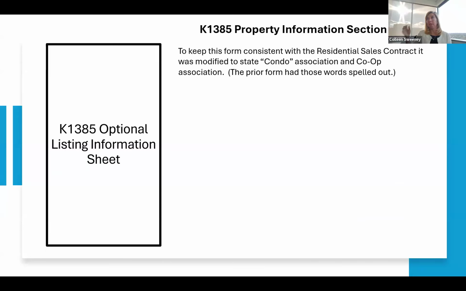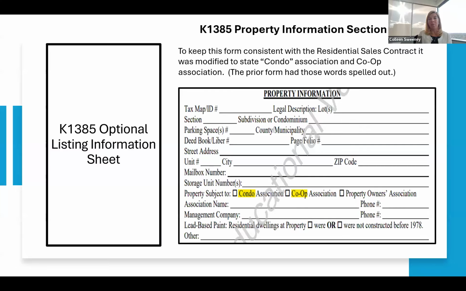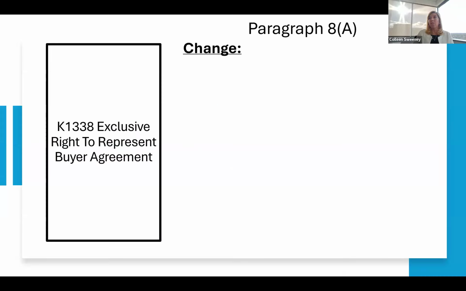Okay, the optional information listing. To keep this form consistent with the residential sales contract, it was modified to state condo association and co-op association. The prior form had the words spelled out. I've highlighted there what now says condo, previously said condominium, and the co-op, and that's just been shortened again for consistency. All right, the exclusive right to represent the buyer agreement.